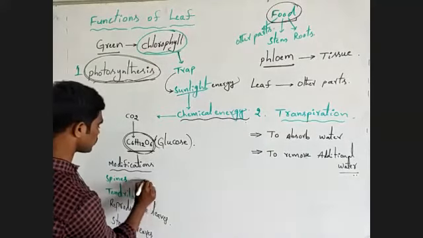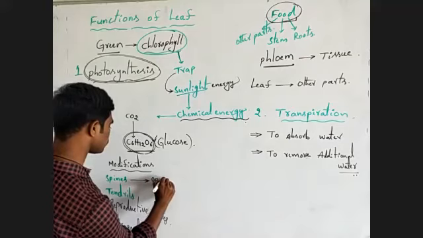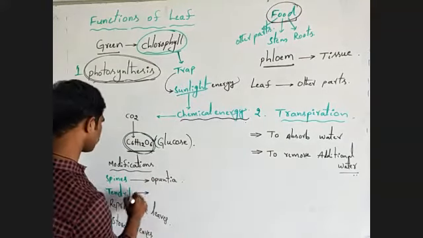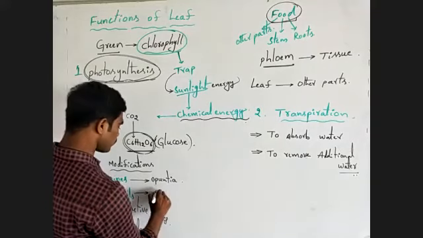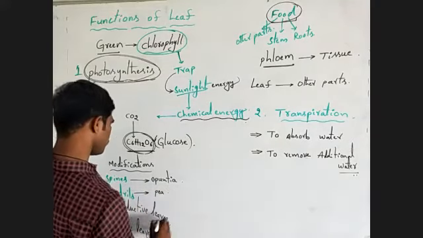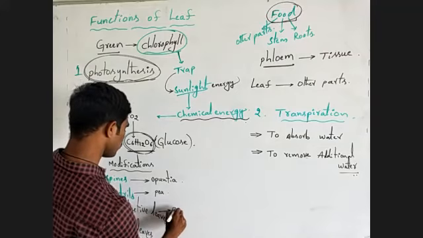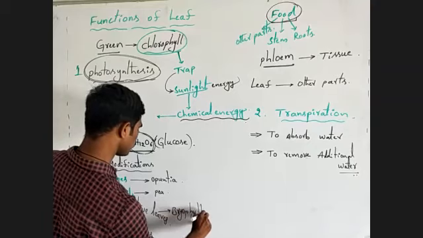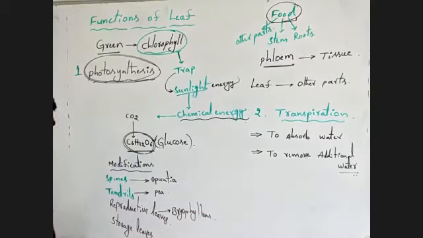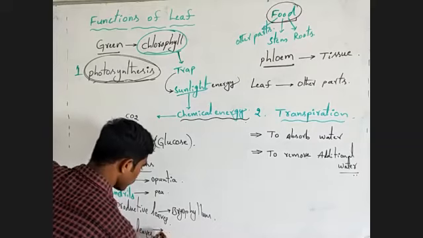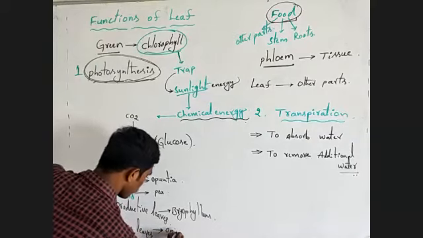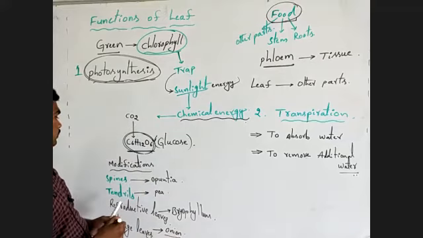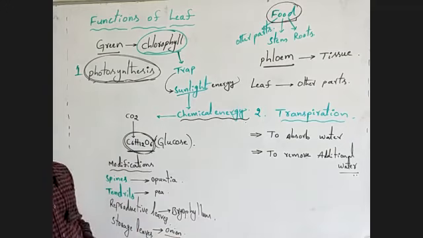Here, spines, tendrils in pea plants, reproductive leaves in bryophyllum, storage leaves in onion, like this. There are some modifications of the leaf.